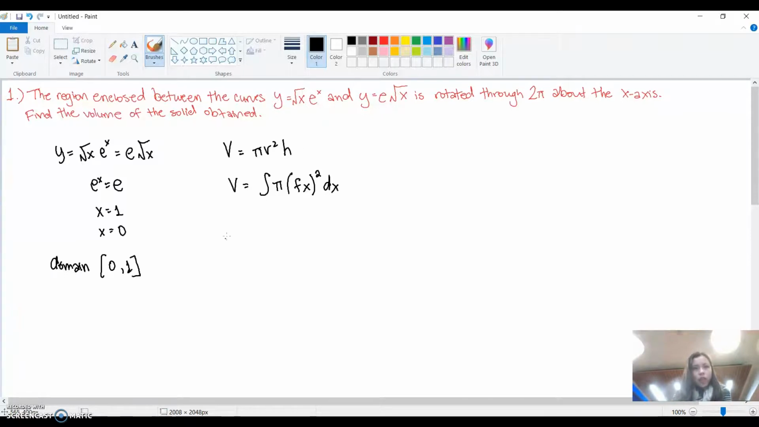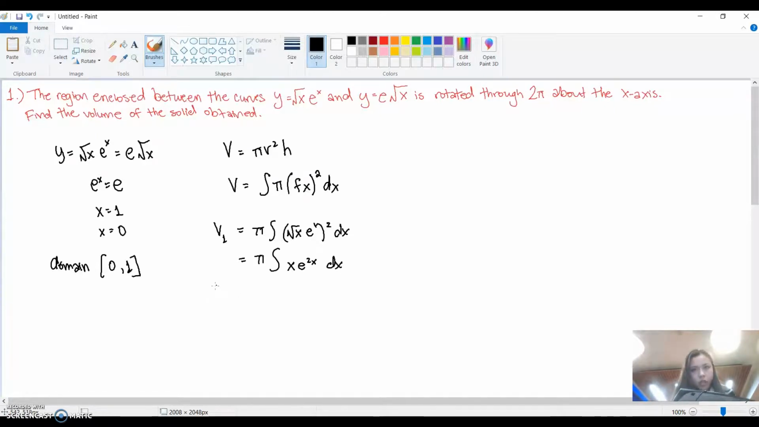Okay, so to find the volume, let's call this volume 1 of y equals root x times e to the x. We need to integrate that, and to do so, I'm going to integrate by parts. So the volume is, we can move pi out because it's a constant, pi times the integral of root x e to the x power squared dx, and simplify that, that's pi times the integral of x times e to the 2x dx.